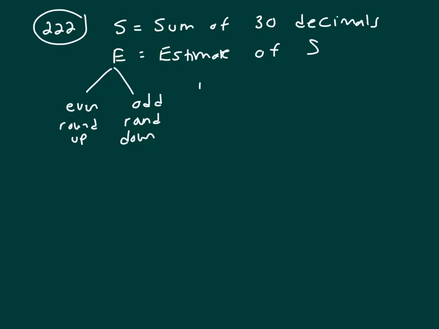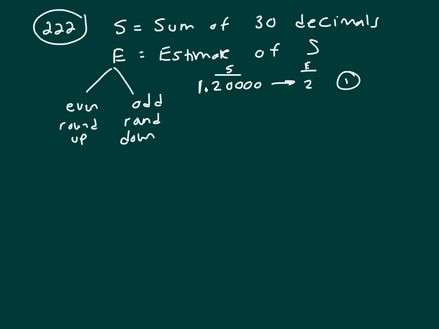So let's say you had 1.2000, whatever, and that's an even digit, so that's going to round up to 2. And what are we trying to find? We're trying to find E minus S. So this is S, the original, and this is E. So that's about 2 minus 1.2 is 0.8. I'm just going to call it 1, okay?